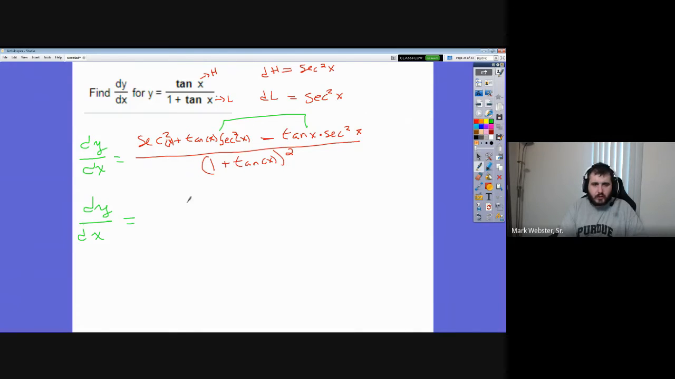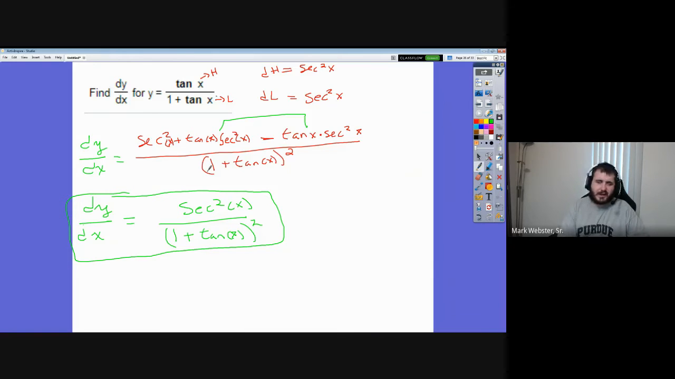We're left with secant squared x over 1 plus tangent x quantity squared. Hey, that's cool. It's cool that that came out in the wash like it did. That's cute. Okay, let's do a couple more.